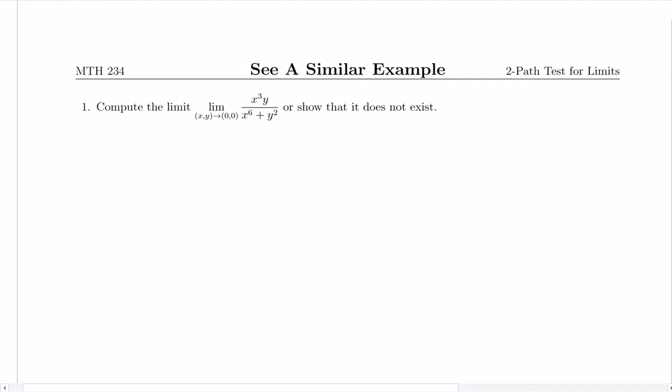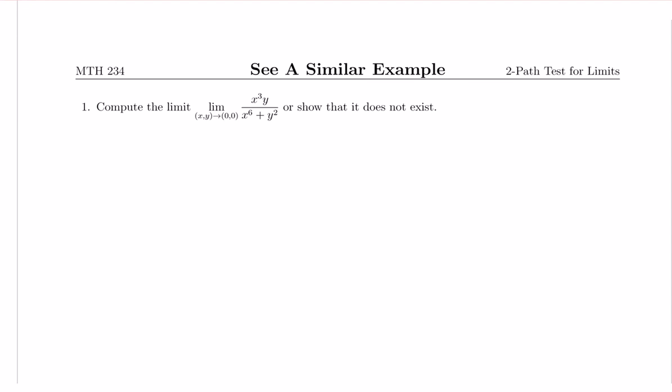In this video, we will show that a limit does not exist using the two-path test. So, I've already said that we're going to show the limit doesn't exist, but in general, given a problem like this, you might not be able to tell just from looking at it.